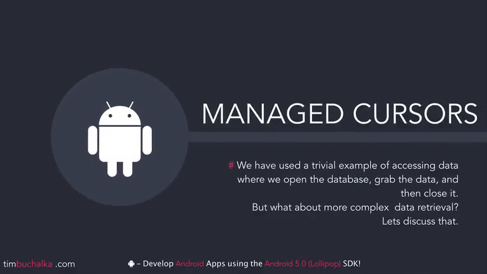Let's talk a little bit about managing cursors, or managing our data in general. Now, in the previous app, we used a simple, trivial example of accessing data, where we opened the database, we grabbed or selected the data, and then we immediately closed the database. But what about more complex data retrieval? For example, data that takes longer to be retrieved, or just more complex, where there's more data to retrieve. So how do we handle that in an Android environment? Let's discuss that.